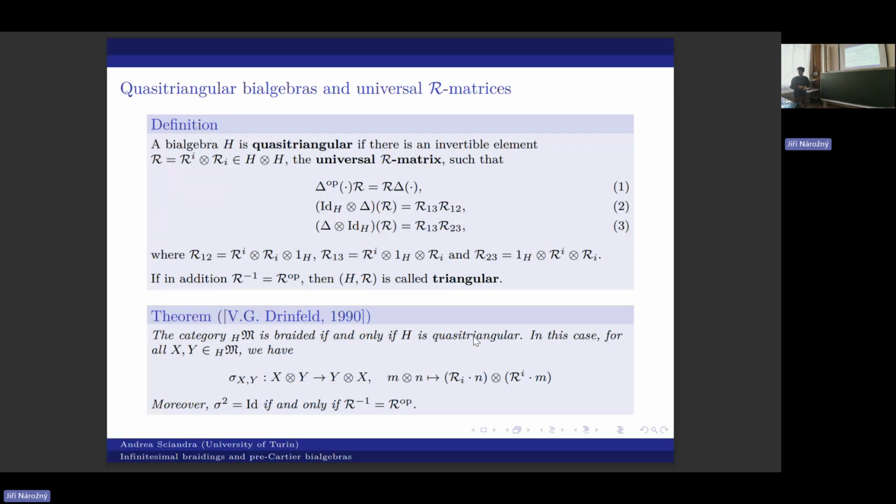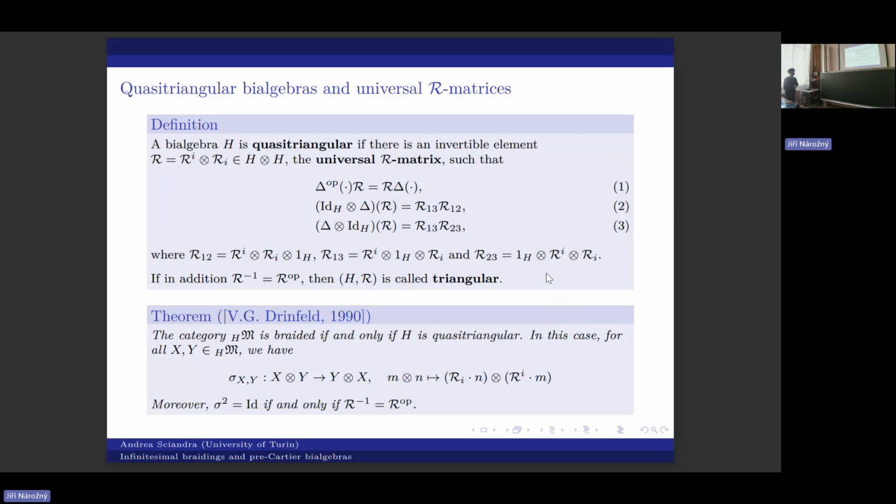And the other two axioms are the so-called hexagonal axioms. In fact, they correspond to satisfying the hexagon axioms. And here we use the leg notation. So with R12, we just mean R tensor 1. If we write R13, here we mean that we put 1 at the second position. And the same for R23, it is just 1 tensor R. If the inverse of R is the opposite of R, then (H, R) is called triangular.